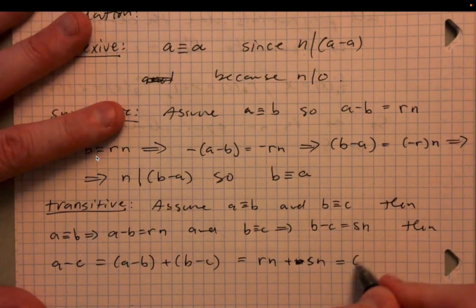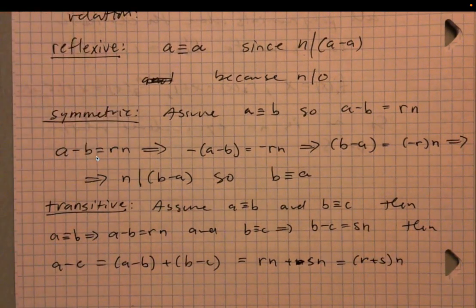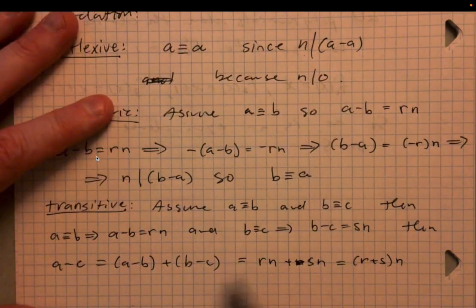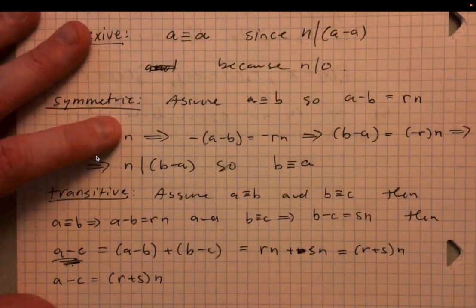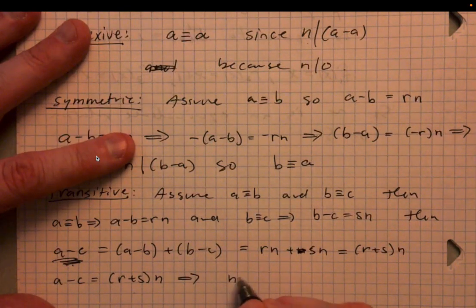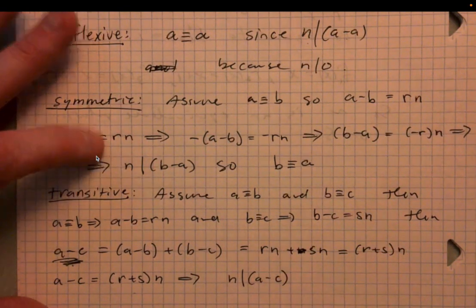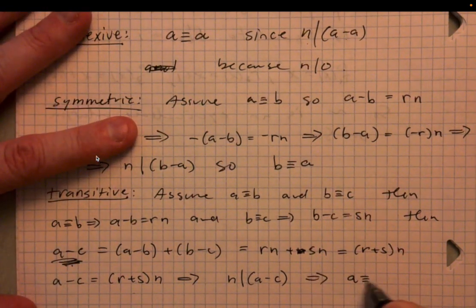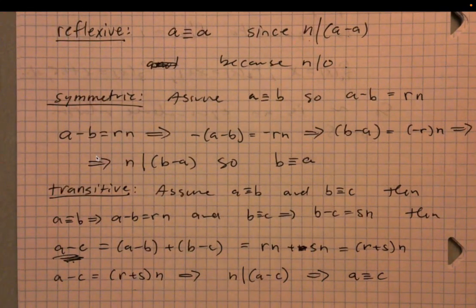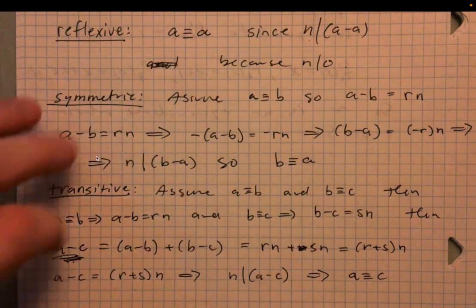Okay, and so that's equal to r plus s times n, right? So A minus C equals r plus s times n. That implies specifically that n divides A minus C. And so that means A is equivalent to C. Okay, and so when these three properties hold on a relation like this, that means it's an equivalence relation. And that's exactly what we were after.